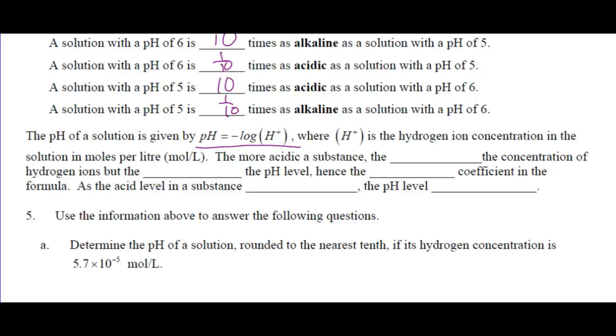The more acidic a substance, the blank the concentration of hydrogen ions. So if it's more acidic, does it have more or less? It has more, the higher. So it's got a higher concentration of hydrogen ions, but what happens with the pH level? If you're going more acidic, you're getting a lower pH level. Hence, the negative coefficient, right? Turns things around.